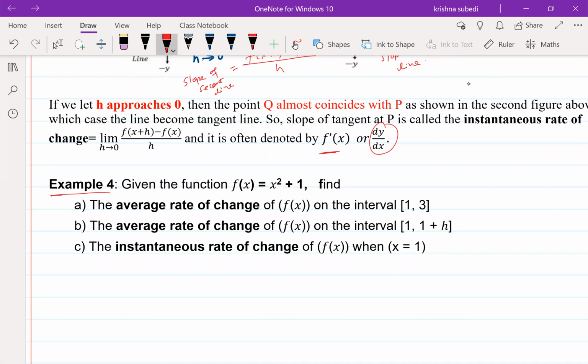Example, let us look at one example. Given the function f of x is x squared plus 1, find the average rate of change of f of x on the interval 1 to 3, the average rate of change of f of x on the interval 1 to 1 plus h, and find the instantaneous rate of change when x equals 1. All right, so let's look at the solution.